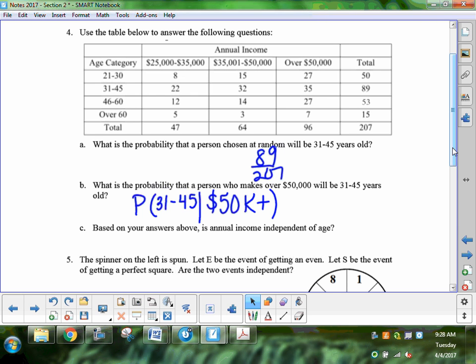So this would be the probability of both over the probability of 50K. So that would be 27 over. Now, how many do we have over 50K? 96. Okay. Do you see how that's different? Yeah. It's going to be tough. You've got to go through and say which one is the given.